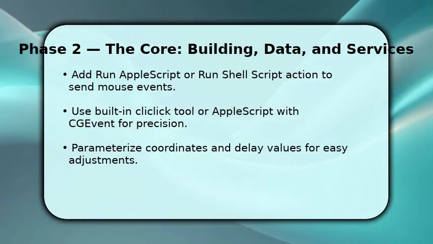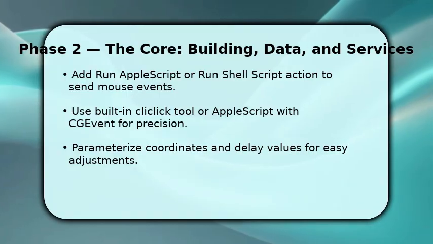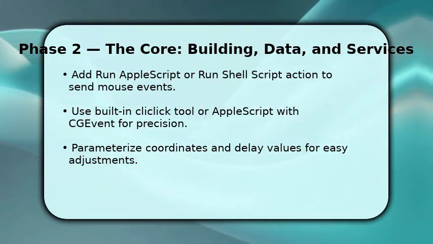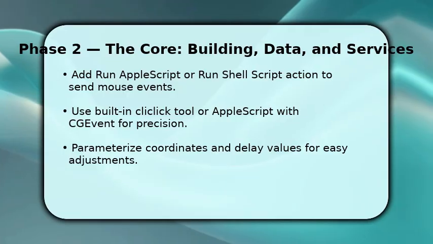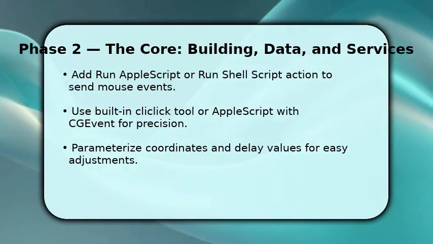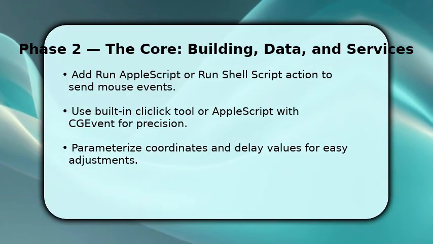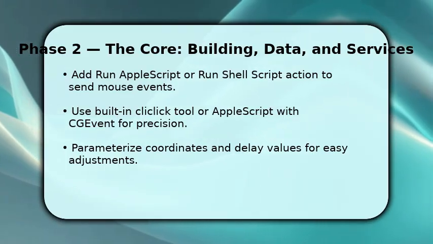Insert a Run AppleScript action and paste a concise script that uses CGEvent or call the click binary for precise events. You do this because AppleScript alone can be inconsistent. Using CGEvent or click gives reliable coordinates and button types.